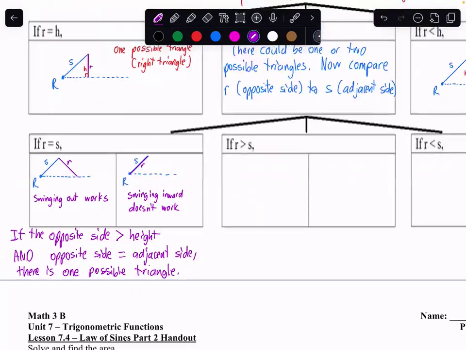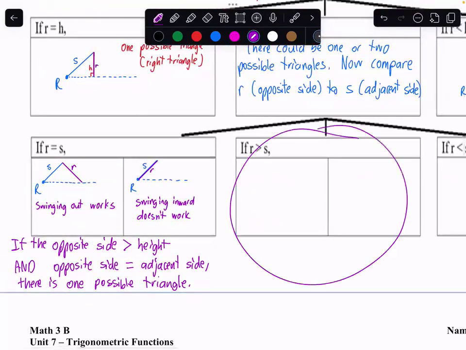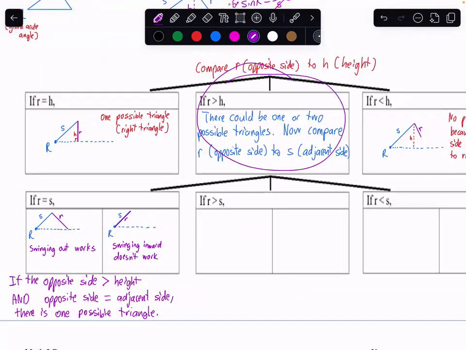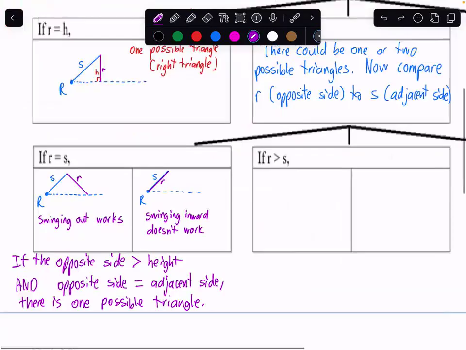Okay. So now we'll move to the middle. Don't forget, we still had to do this check. We still had to do the opposite side versus the height, but now we do the opposite side versus the adjacent side. And this time, let's consider what if the opposite side is longer than the adjacent side?